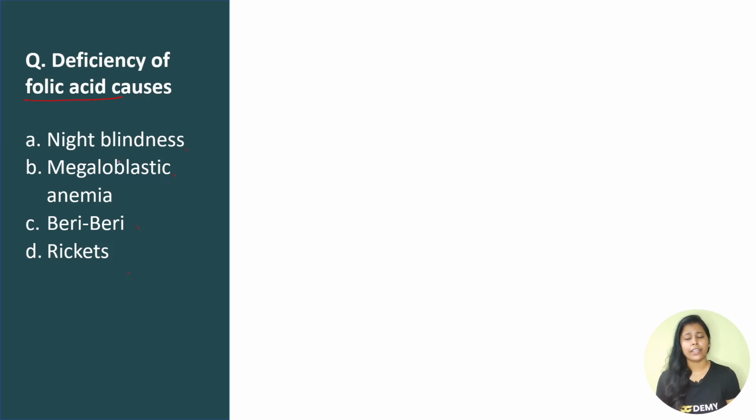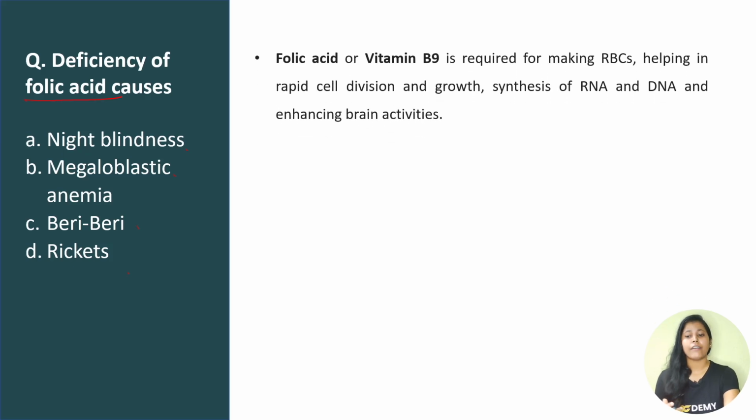Now let's try to see again about this folic acid, and we'll see what it is causing and what role it is playing, and that is how we're going to derive how this deficiency disease happens. So folic acid is basically vitamin B9, which is required for a lot of functions. It has multiple functions such as making RBC. It is helping in making the red blood cells. It is helping in cell division and growth, and also helping in RNA and DNA synthesis, which ultimately is also going to affect the brain activities.